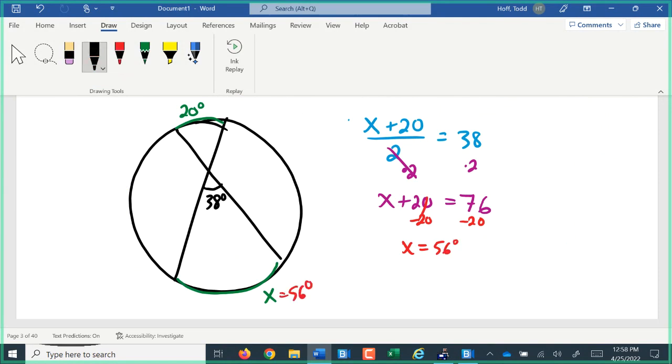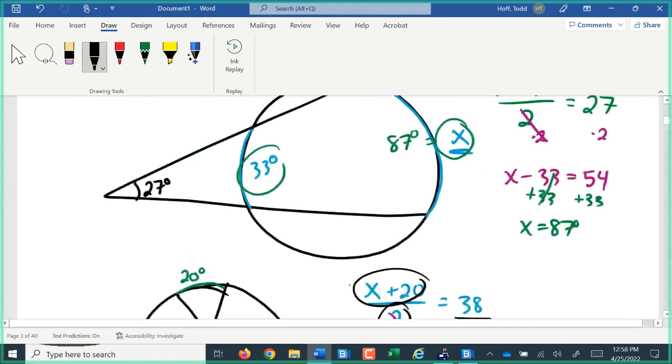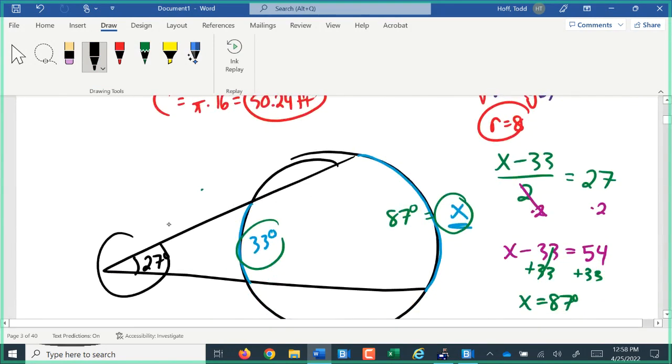So it's basically just doing the opposite of whatever comes back. If the angle is inside the circle, you add the 2 arcs and divide by 2 to get the angle. If the angle is outside the circle, you subtract the 2 arcs and divide by 2 to get the angle.